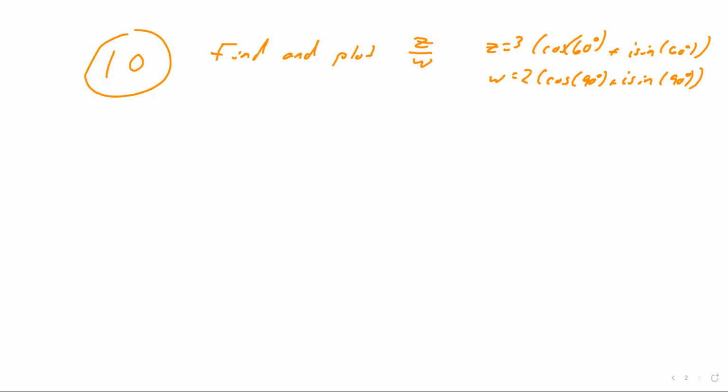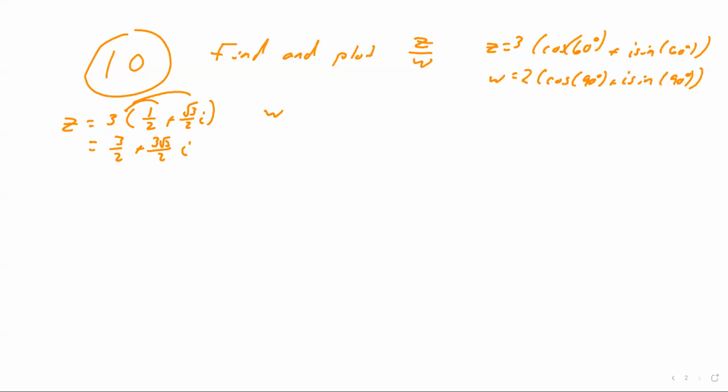So I'm going to do a little pre-work before I get into this work. What is cosine of 60? 1/2. What is sine of 60? Square root of 3 over 2. And then I'm just going to distribute this r. So 3 times 1/2 would just be 3/2, and 3 times square root of 3/2 would be 3 square roots of 3 over 2. The denominator does not change.